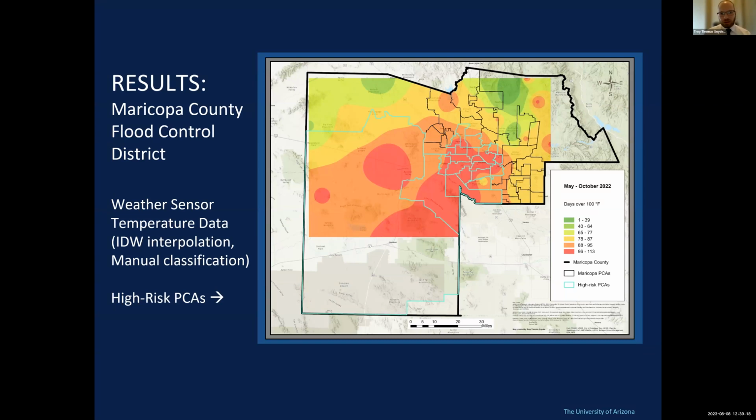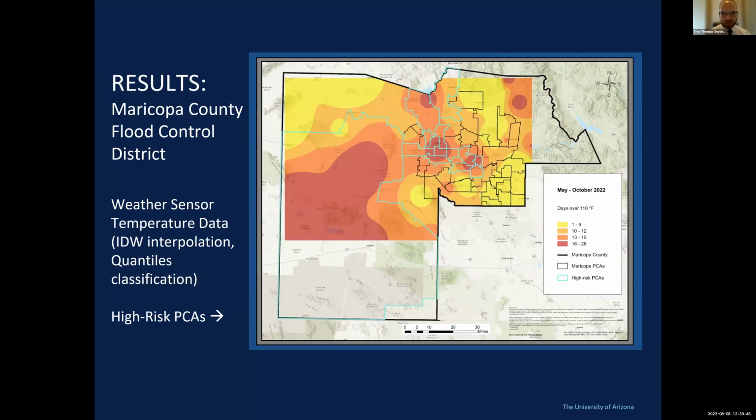So this is a representation of that first map that I showed you, but with the highest risk for temperatures over 100 degrees, or number of days over 100 degrees Fahrenheit, based on these primary care areas. So I basically just highlighted the primary care areas that experienced the most days over 100 degrees Fahrenheit in 2022. Same with this one. These are the primary care areas highlighted in blue that experienced the most days over 110 degrees Fahrenheit in 2022.